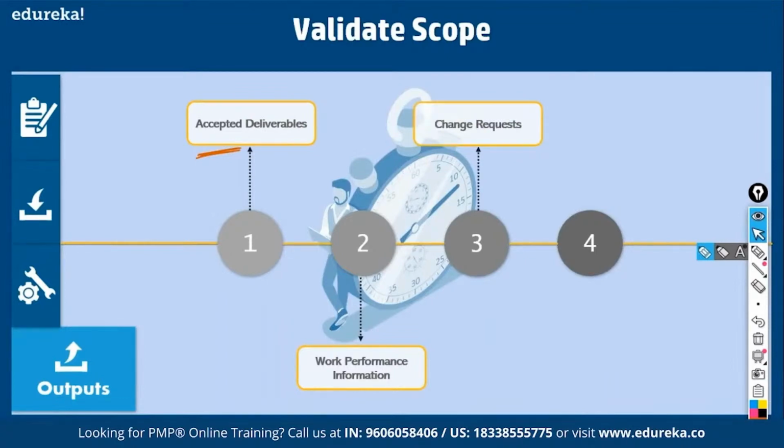Then change request. See, if the customer gives you sign-off, it is fine. But if he asks you to redo, if he says some defects are there and you have to redo it, then we have to generate change requests. A change request is a formal request through which you ask for extra time, extra money, extra people, whatever it is. And you have a change control board in the organization that goes through a change request and approves it. So if your deliverable is not accepted by the customer, you have to do some defect repairs, generate a change request, and get it approved. The project documents also get updated in this process. This is called validate scope.